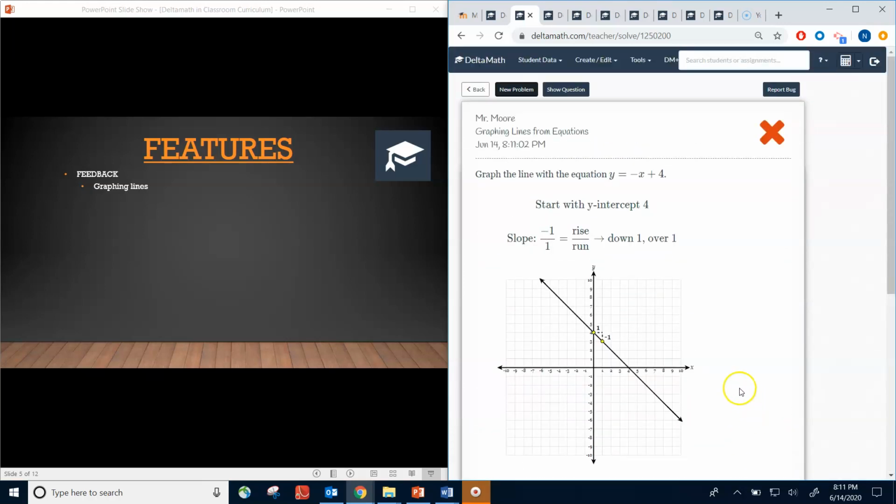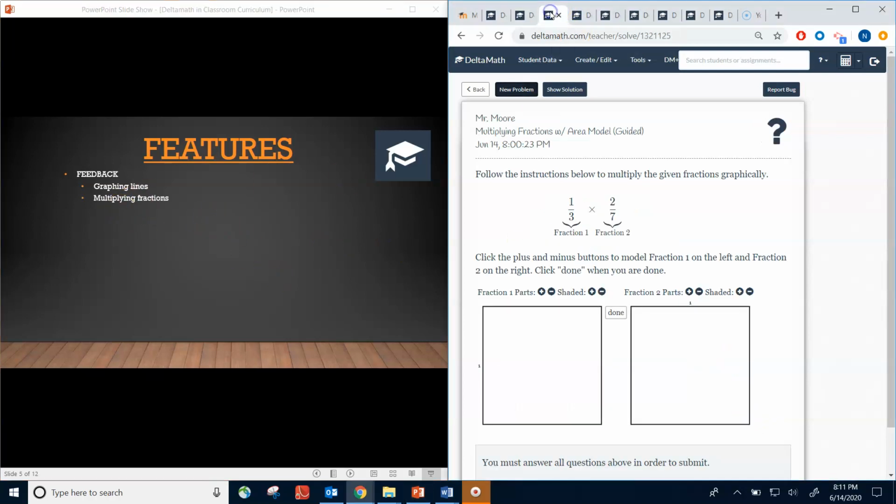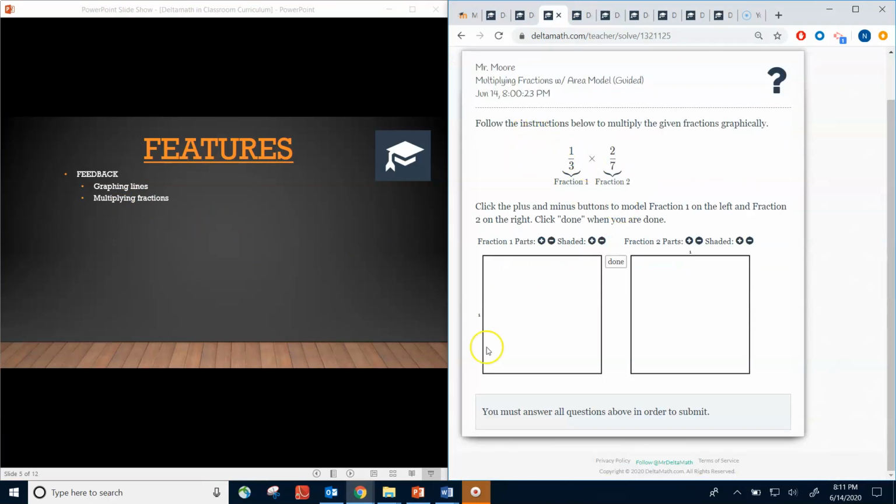4. So next, multiplying fractions. Well, here's a great one where it shows us how to break down multiplying fractions and the process of that. So for instance, this one we have 1/3 and asks us, hey, take this fraction as parts. Well, it's 1/3, so we know it's going to be in 3 pieces. It's 1/3, so only one is going to be shaded.